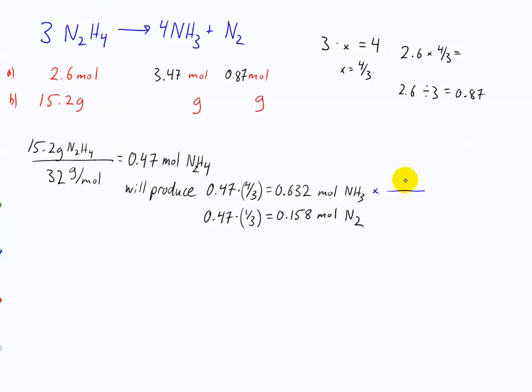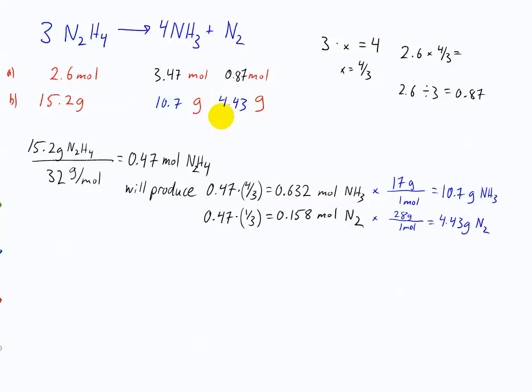So we're going to multiply by the molecular weight of ammonia, which is 17 grams per 1 mole, or what does that come out to? About 11 point something. You got an extra one in there? No, 10.7, okay. And that gives us grams of ammonia. And then we're going to multiply this one by the molecular weight of N2, which is 28 grams per 1 mole. And that gives us 4.43 grams of N2. So now we can fill this in up here. 10.7 and 4.43.